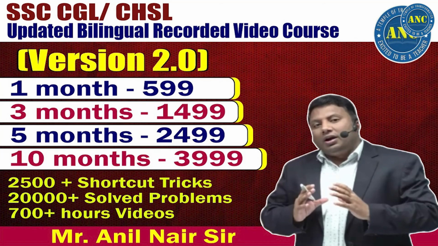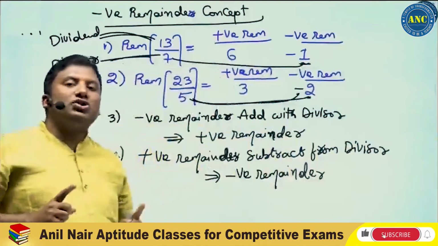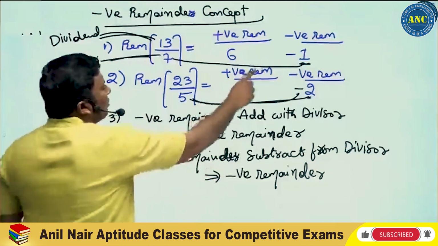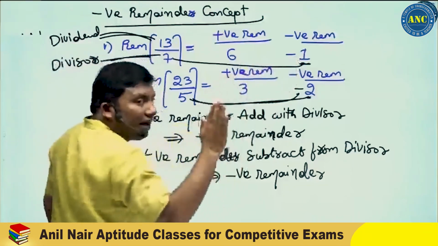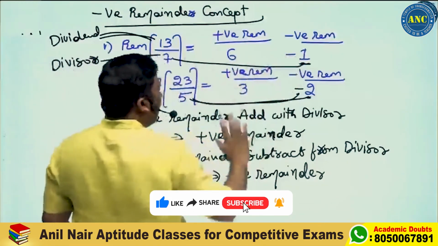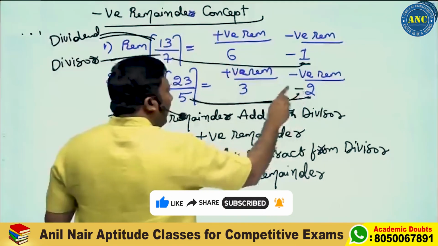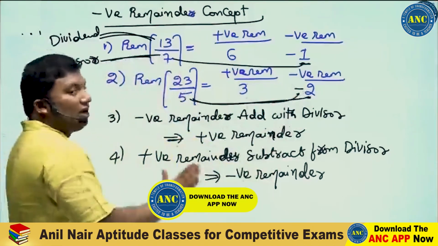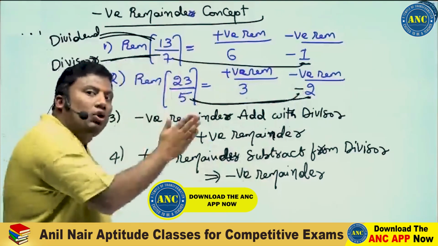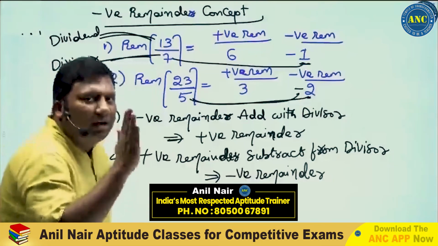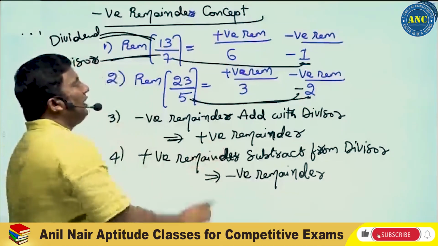For example, very, very important concept. You should know when to use positive remainder and when to use a negative remainder. Suppose you got negative remainder to positive, add with the denominator. 7 minus 1 is 6. If you got a negative remainder, add with the denominator to get the positive remainder.